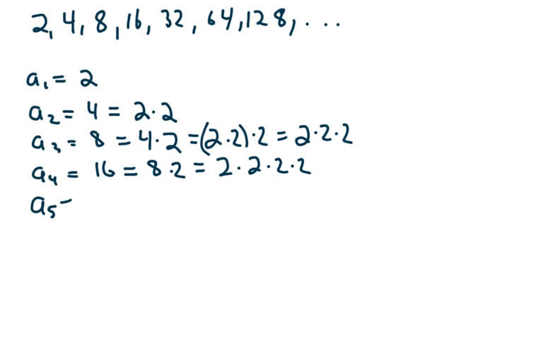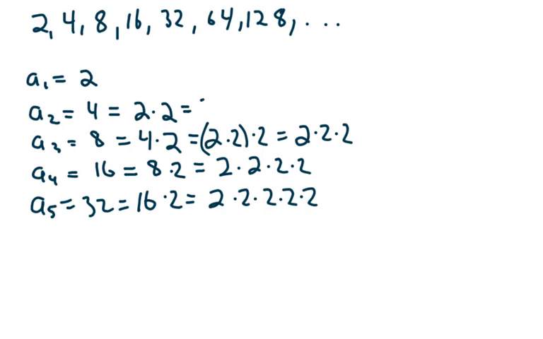A sub 5 is 32. This is the previous term times 2. Or, starting from the beginning, that's 1, 2, 3, 4 more 2's. Starting from 2 and multiplying by 1, 2, 3, 4 more 2's. So now we should have an idea of the pattern, right? A sub 1 equals 2. A sub 2 equals 2 2's multiplied together. A sub 3 equals 3 2's multiplied together. A sub 4 is 4 2's all multiplied together.